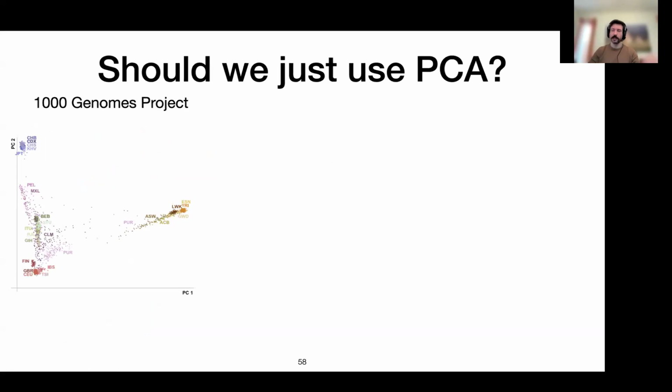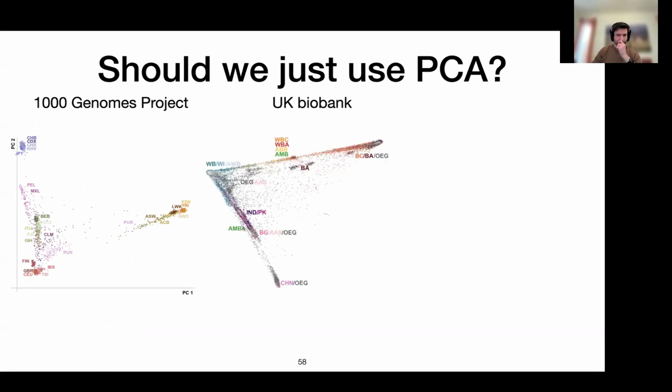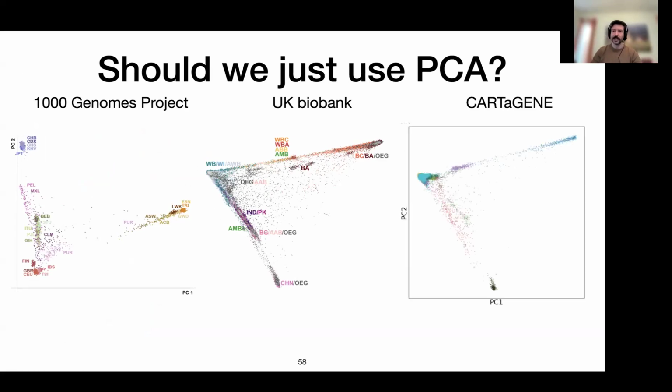So, okay, let's say we do PCA on the 1,000 Genomes. Oh, we get this little triangle shape. It's really interesting, and it reflects the continental ancestry. Or if you do it on the UK Biobank, we ran PCA, we get this interesting triangle shape, and it represents continental ancestry. And we'll run PCA on Cartesian. It makes this nice triangle, and it gives us this continental ancestry.